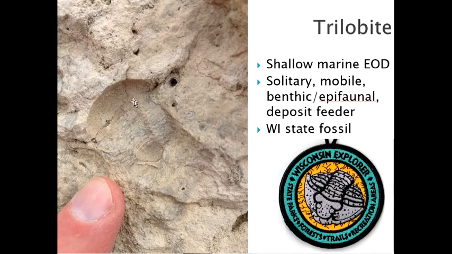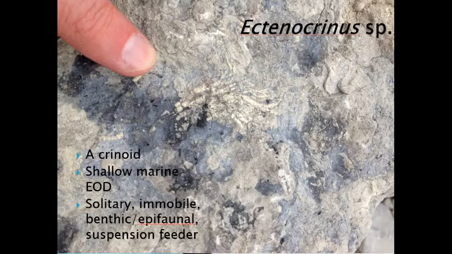And we still have trilobites. There's my finger and a weak impression. It's not a great fossil, but here's an impression of a trilobite. They are shallow, marine, solitary, all these things. Incidentally, they're also the Wisconsin state fossil, as shown on this patch.